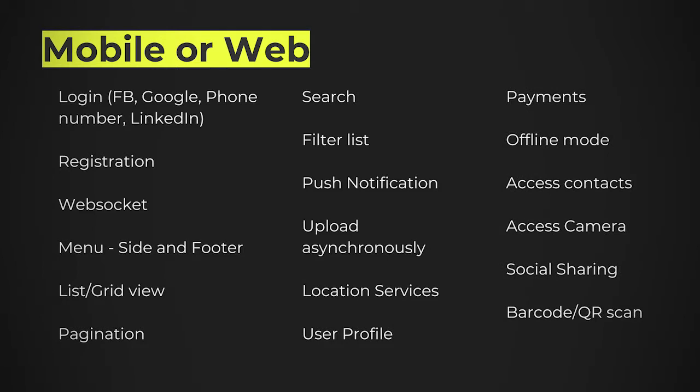Some apps need payments, so that will also become a component. We are planning to use Stripe and PayPal to begin with. Then some apps have to work in offline mode when internet is not available, so that will also become a component. Some apps access your contact data, or they also need access to cameras or pictures, so all of this becomes a component as well. And then there are apps that allow you to share statuses or pictures on other social media like Facebook or WhatsApp, so that becomes a component. And then scanning of a barcode or a QR code will also become a component.